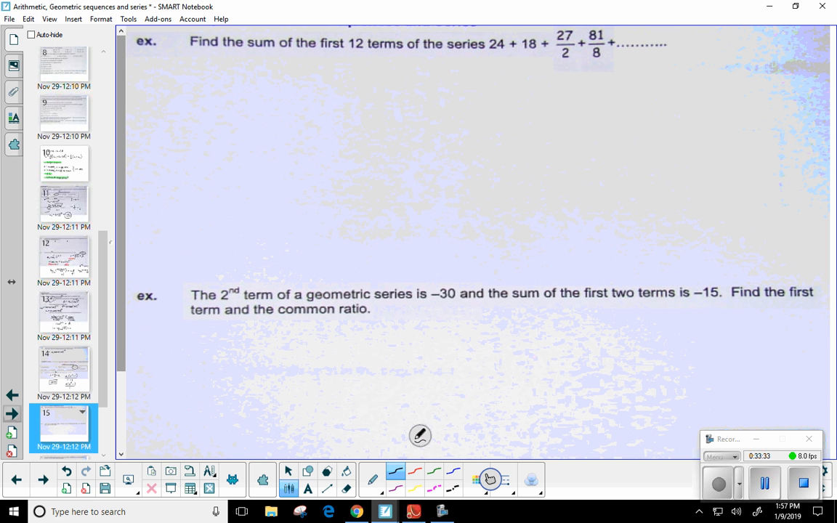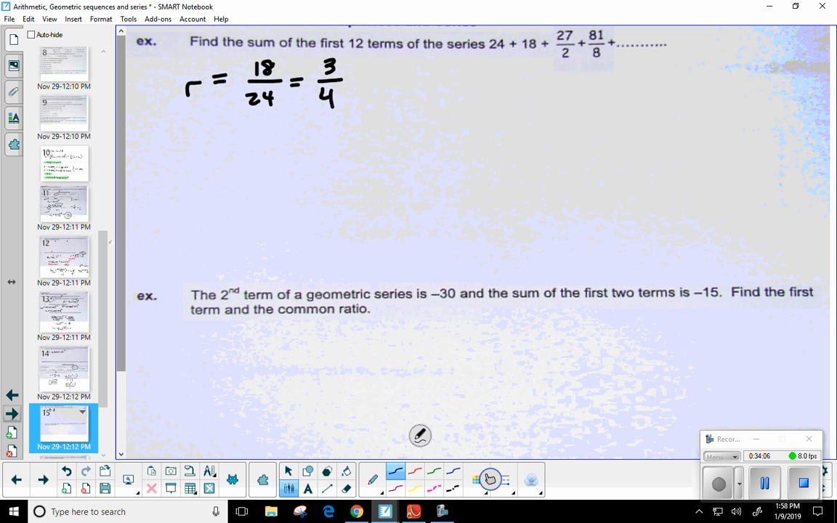Find the sum of the first 12 terms of this series. 24 plus 18 plus 27 halves plus 81 eighths plus ... Okay, so let's figure out what r is first. So I'm going to take a term. I usually start with the second term and go ahead and divide it by the previous. And what is 18/24? Okay, 3/4. All right. Would anybody like me to go ahead and take another pair of consecutive terms, divide them, and see if we get the same thing?